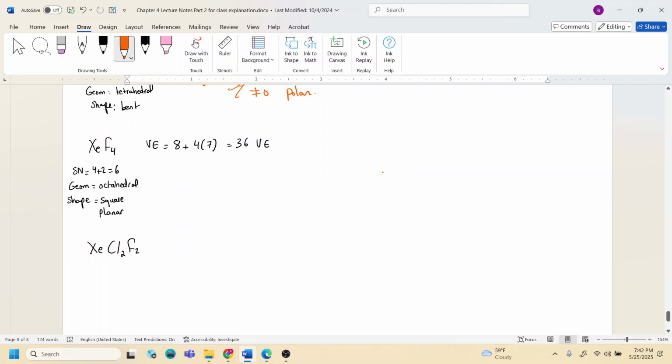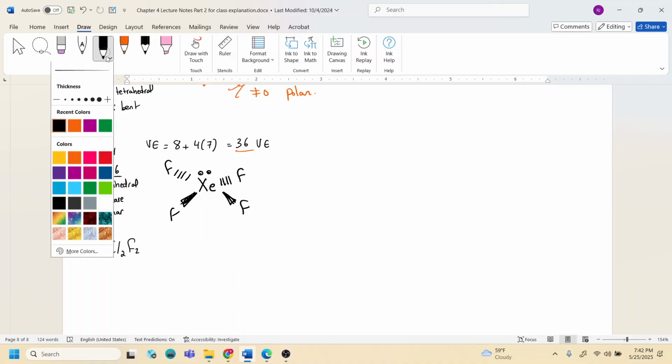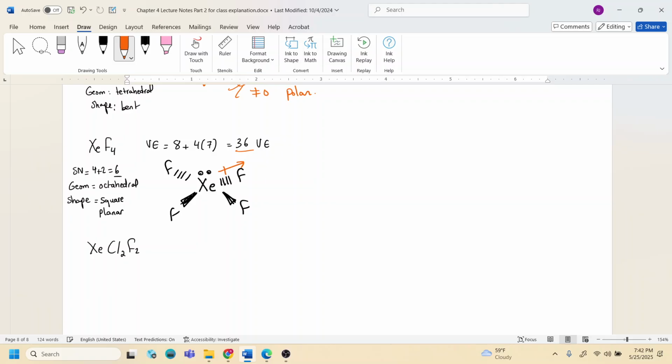XeF4, we can go ahead and calculate the valence electrons and let's calculate the steric number. It's 6, geometry octahedral, square planar. Look at the VSEPR table in there. And the square planar, we're going to draw it like this. All the fluorines are the same. So we're going to draw a fluorine here and a fluorine there, and then another fluorine here and another fluorine there. Okay. And we're going to draw the direction of polarization.